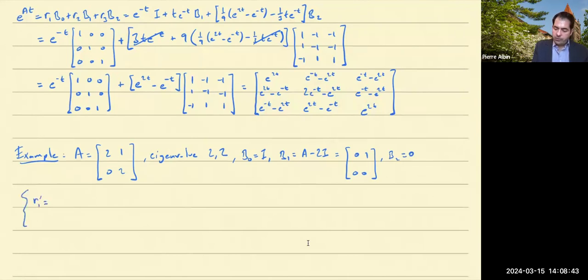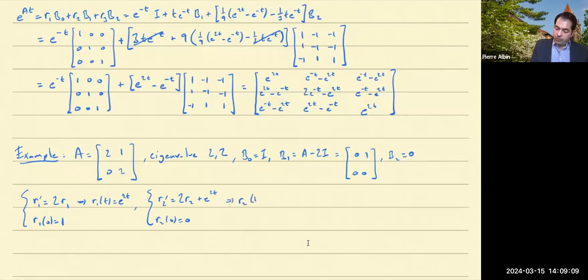Our coefficient functions satisfy R1 prime is equal to 2 R1. R1 of 0 is 1, so that means R1 is just e to the 2t. R2 prime is equal to 2 R2 plus e to the 2t. R2 of 0 is equal to 0.